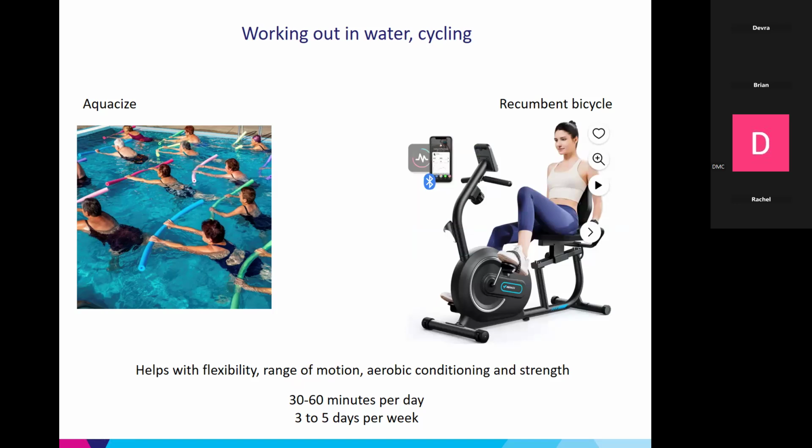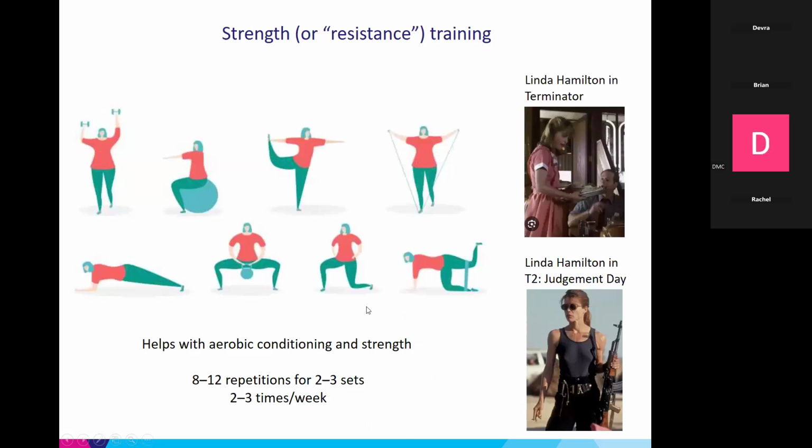This way you can just focus on the legs and you don't have to worry about anything else. And I don't recommend necessarily extreme, like spin classes or putting the brakes on the maximum. This is really about range of motion at first and then strengthening next. But these types of exercises can help with flexibility, range of motion, aerobic conditioning, and strength. Again, 30 minutes to an hour a day, 3 to 5 days a week. That's the ideal.